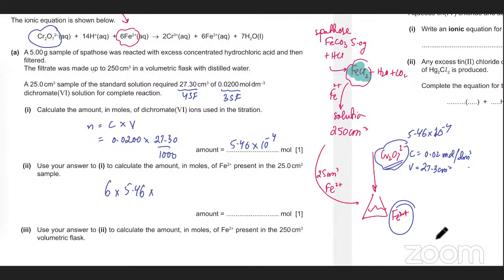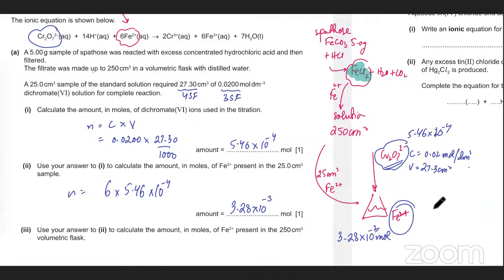And is this clear? 3.28 times 10 to the power minus 3. You can clearly show everything. So you've gotten 3.28 times 10 to the power minus 3 moles.